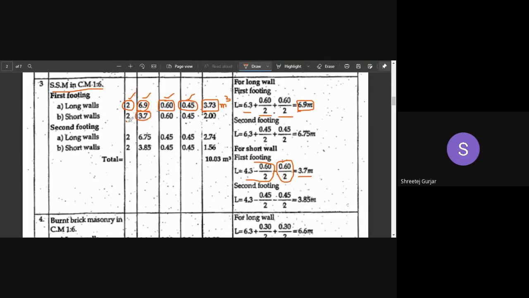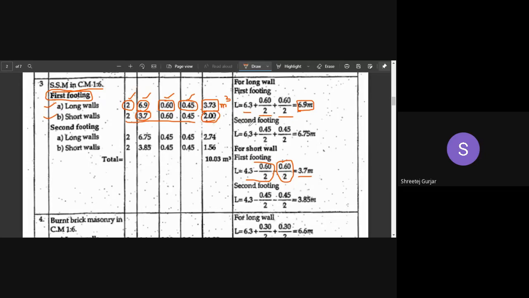So multiplying all these four values, we get 2 meter cube. So this is your calculation of your first step. You can mention it as first footing or first step also. So the first step of your long wall and short wall, we are done with our first step.